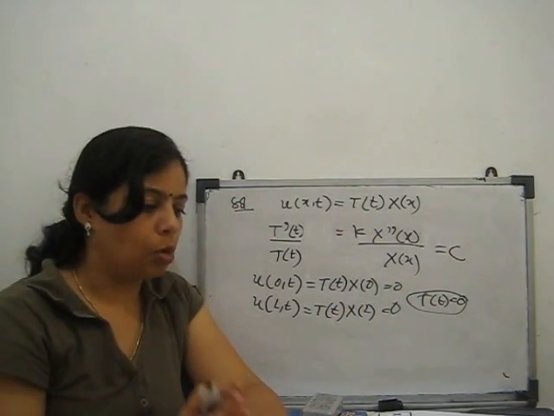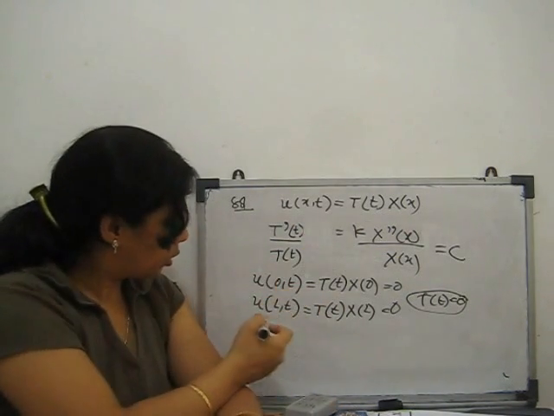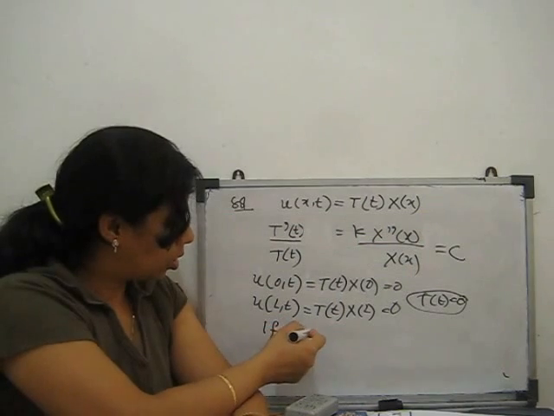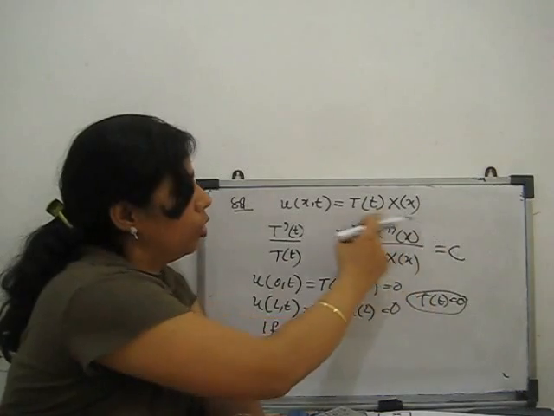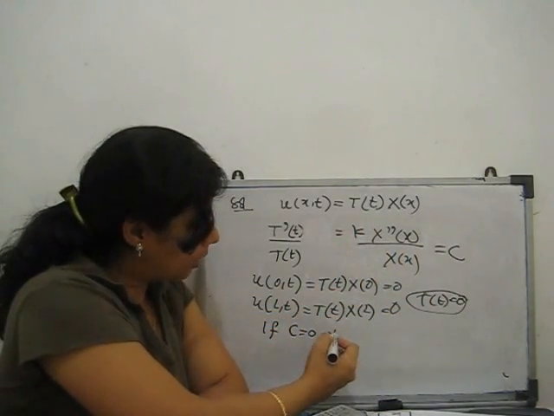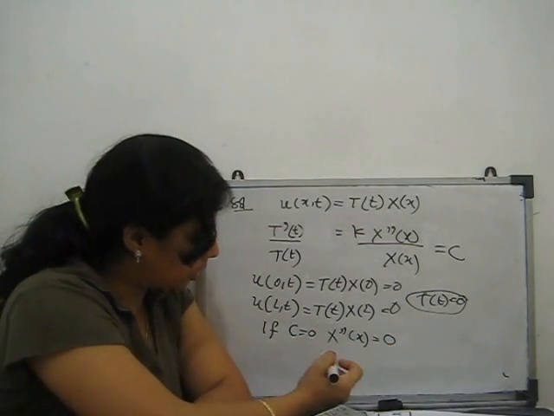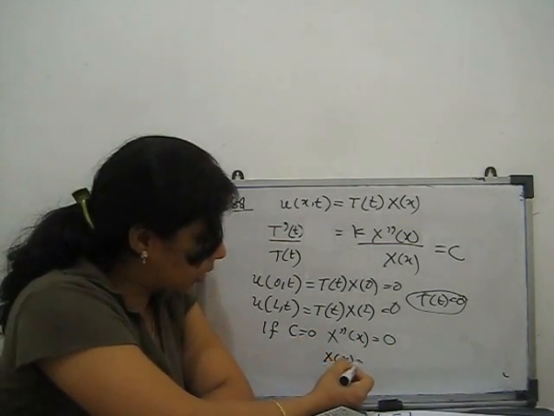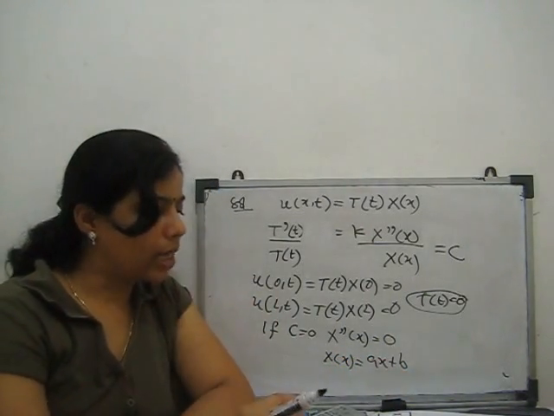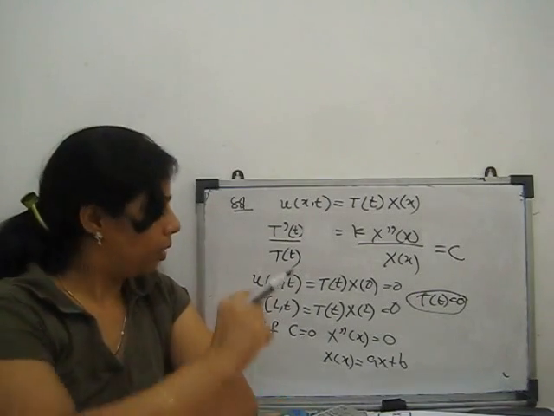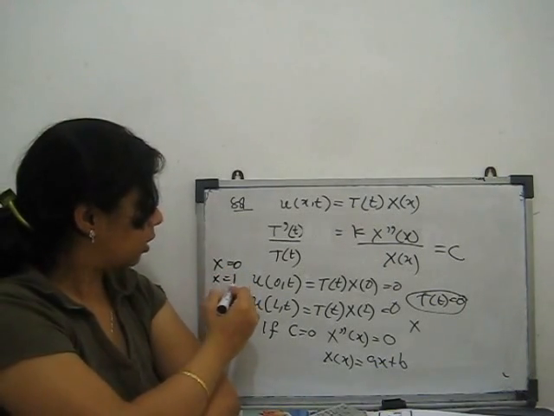So now we can go a little bit further. Consider this constant c to be 0. With c equal to 0, the equation becomes X double dash X equal to 0. When we integrate it, X(x) is equal to ax plus b. Clear? So X(x) gives the value ax plus b. Now we have the conditions x equal to 0 and x equal to L.